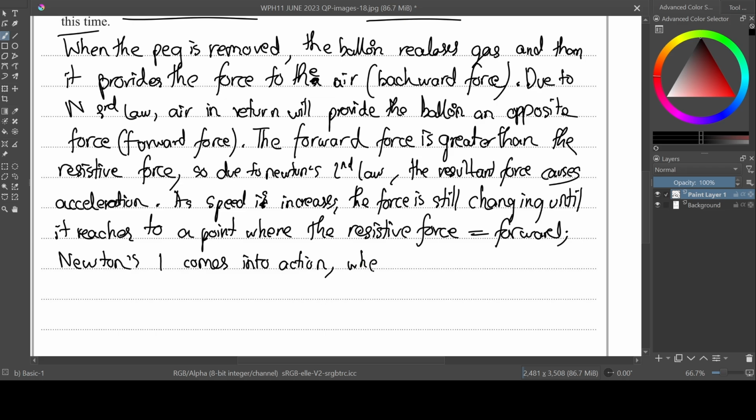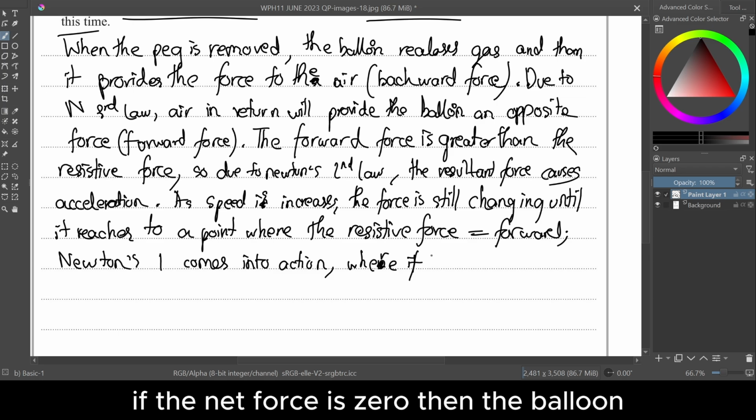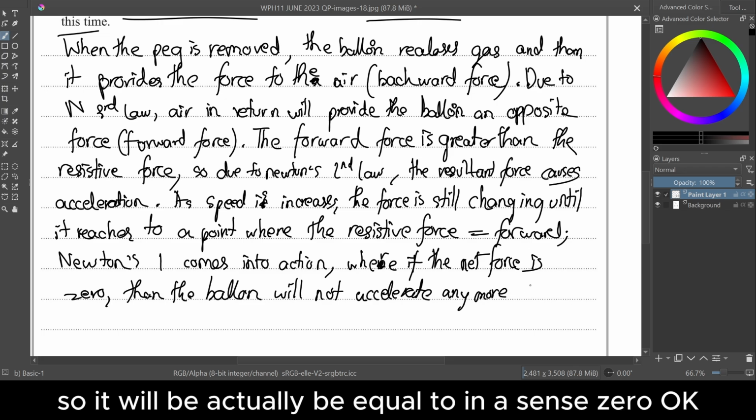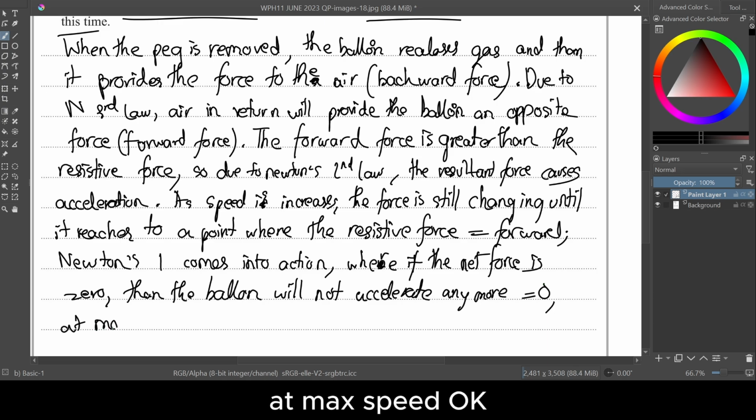where if the net force is 0, then the balloon will not accelerate anymore. So it will actually be equal to, in a sense, 0, at max speed.